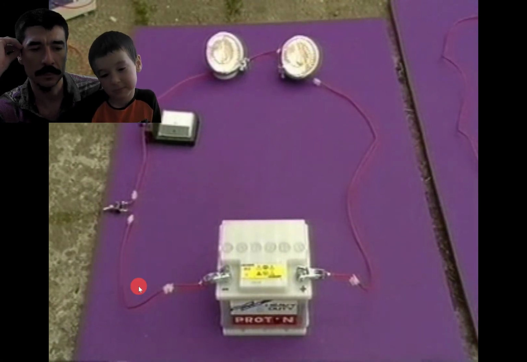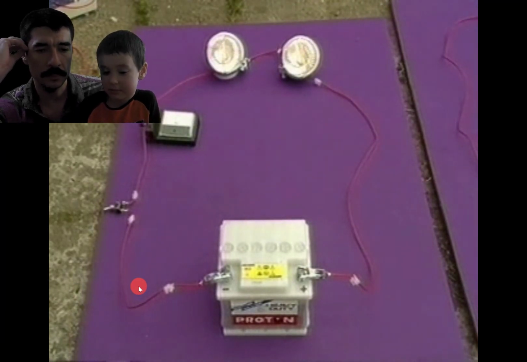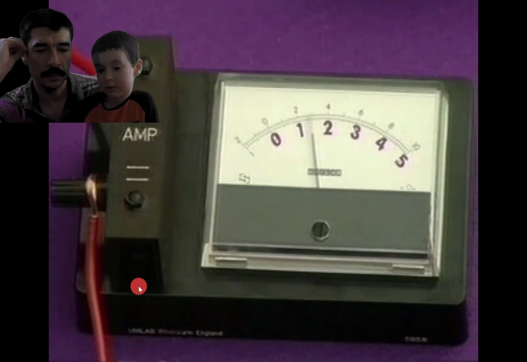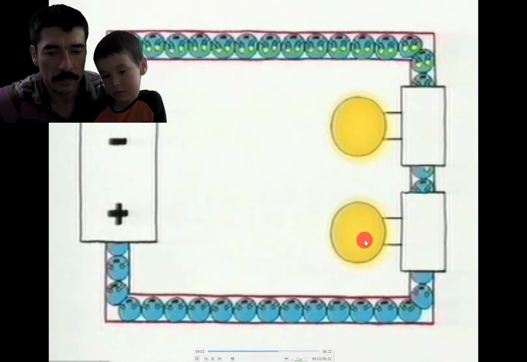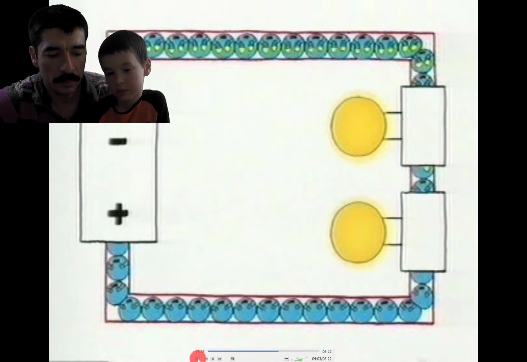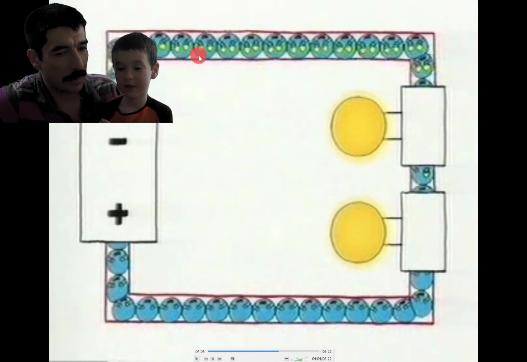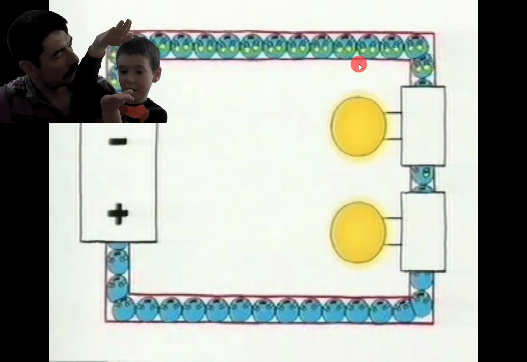The ammeter reading for this circuit shows that the current is now smaller. They've slowed down. This means the flow of charge is now slower. Less energy per second. Why is it? Do you notice how they're moving slower?